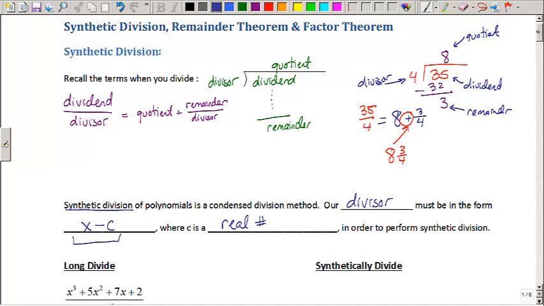In today's lesson, we're basically just learning how to use synthetic division and learning about 2 more theorems. We're going to take this information and apply it in our next section.